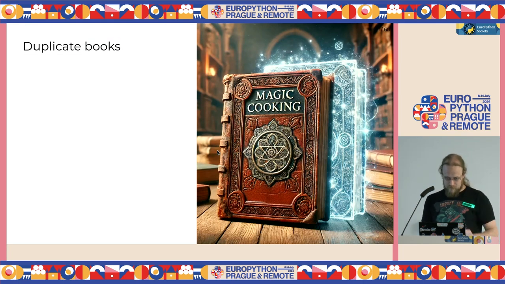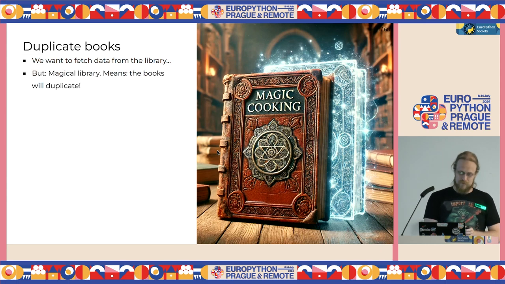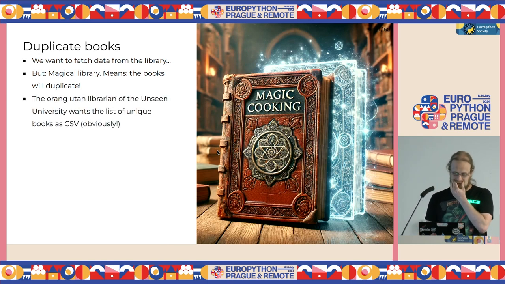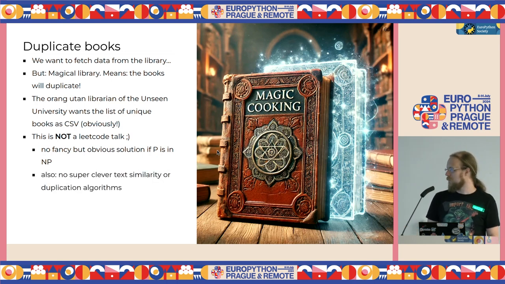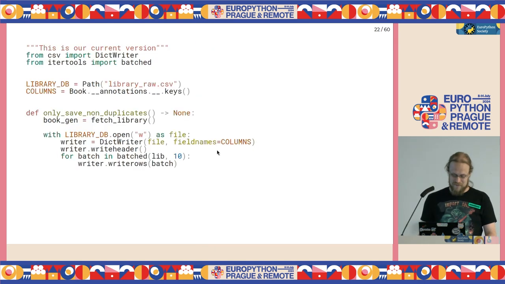Duplicate books. So we want to fetch data from the library, but it is a magical library. It means the books will duplicate randomly because it's magical, and they will do it like this. And the orangutan librarian of the Unseen University wants a list of unique books as CSV, obviously, because that's what orangutans want, right? And as it is not a LeetCode talk, there will be no obvious solution, and no super clever text similarity function or deduplication algorithms. It really is about showing you the tools and not really having a solution for duplication.